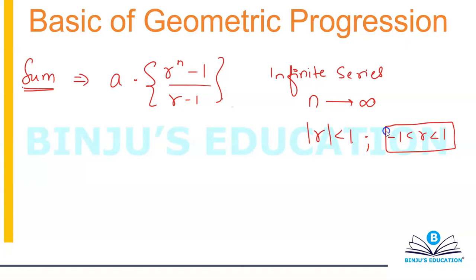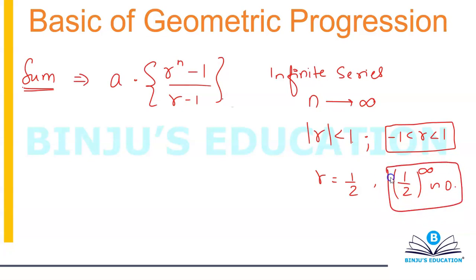So let's take one of the examples. Let's take the value of r to be 1 by 2. 1 by 2 is a value which lies between minus 1 and 1. Now if I take r to be 1 by 2 and raise this 1 by 2 to the power infinity, think about this. Can I say this expression will approximately be equal to 0? Because when you say half to the power infinity, then this will become 1 by 2 into 2 into 2 into 2 up till infinite times, yes or no?